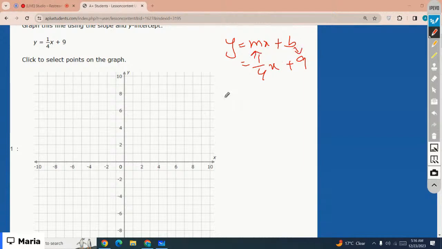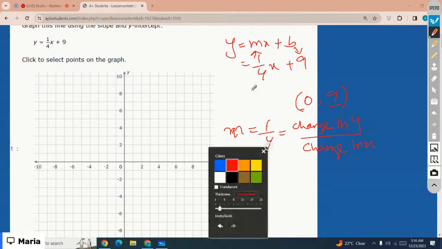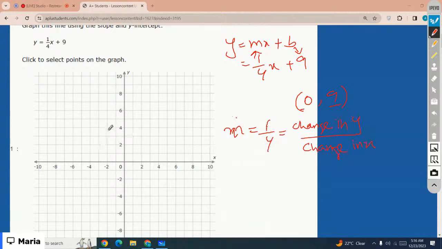Y-intercept means that is the point where the graph is touching the y-axis, so it would be 0 and 9, right? X is 0, y is 9 because the graph is passing through the y-axis. Then you are given the slope that is equal to 1 over 4. Slope is always change in y divided by change in x. So change in y is 1 and change in x is 4. So just use these two important things and plot a graph.